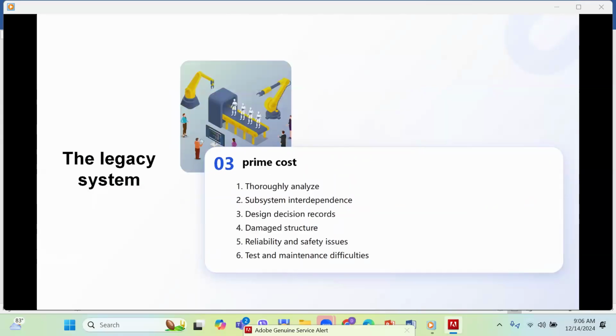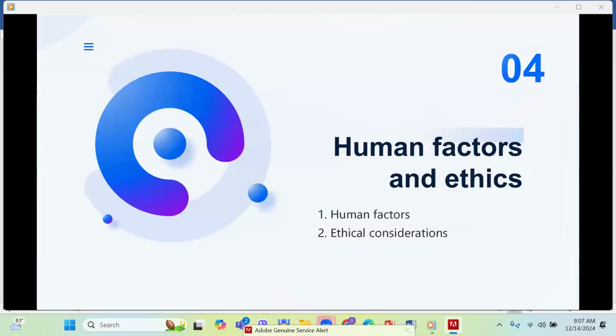Problems and costs: 1. Thorough analysis. 2. Subsystem interdependence. 3. Design decision records. 4. Damaged structure. 5. Reliability and safety issues. 6. Test and maintenance difficulties. We come to the last segment of today, human factors and ethics.